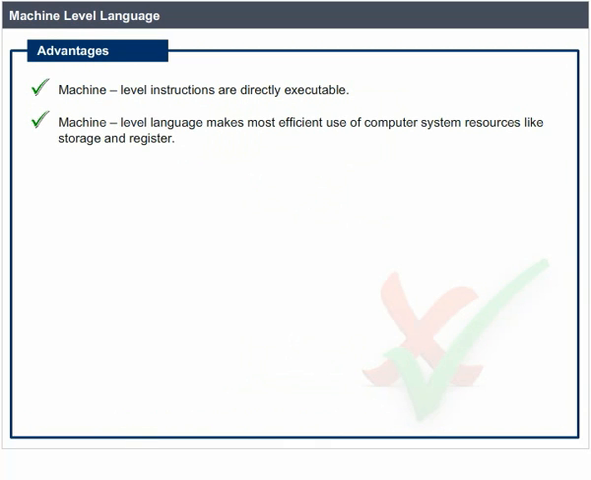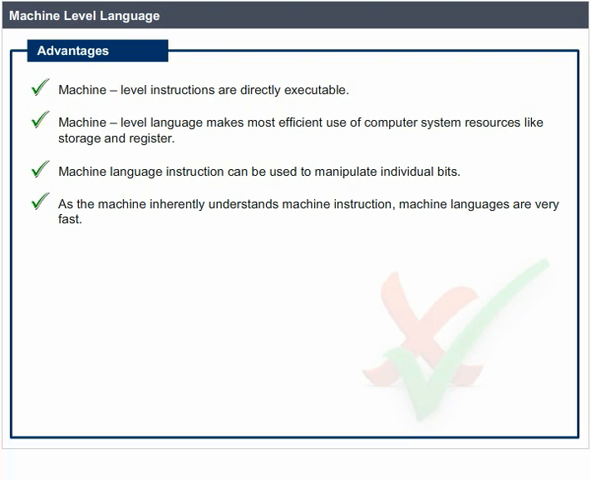Machine-level language makes most efficient use of computer system resources like storage and register. Machine language instruction can be used to manipulate individual bits. As the machine inherently understands machine instruction, machine languages are very fast.